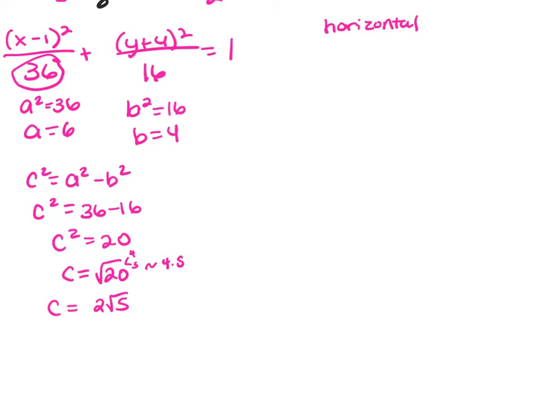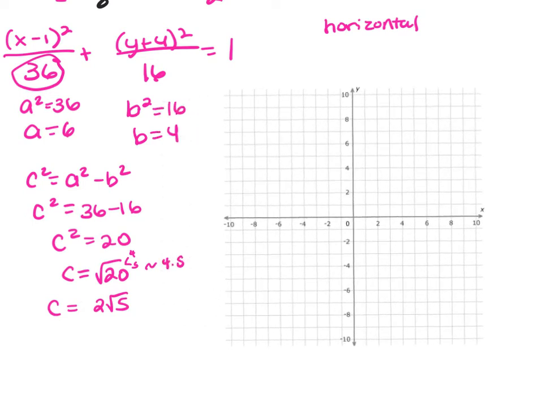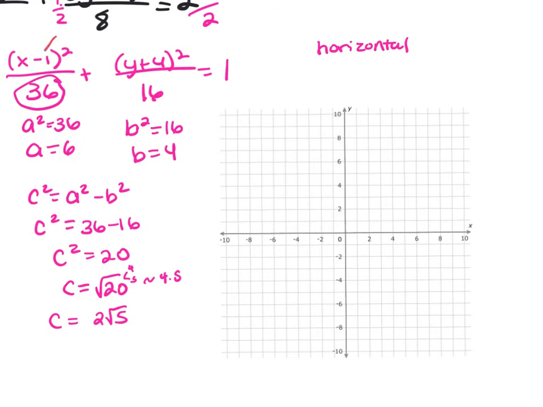Now I'd go to my graph. My center comes from my numerator, opposite of what follows x, which is 1, opposite of what follows y, negative 4. So 1, negative 4. It's horizontal, so I go right and left the a, which is 6. 1, 2, 3, 4, 5, 6. So those are my vertices: negative 5, negative 4, and positive 7, negative 4.